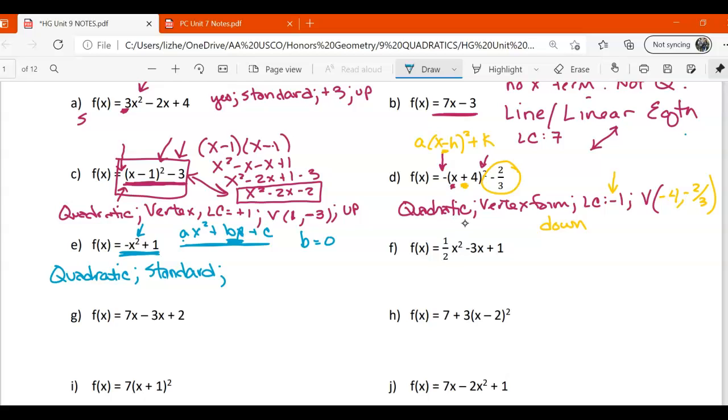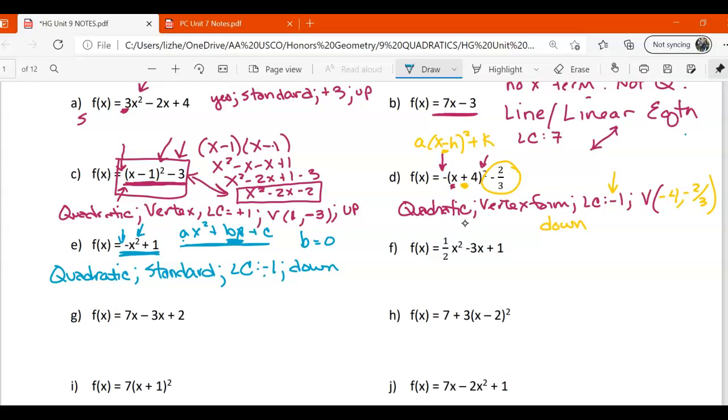What's the next question? Oh, what's your leading coefficient? Negative 1, right there. We don't have a vertex. So all we have to say now is how is it going to open? Well, because this is negative, it's going to open down.